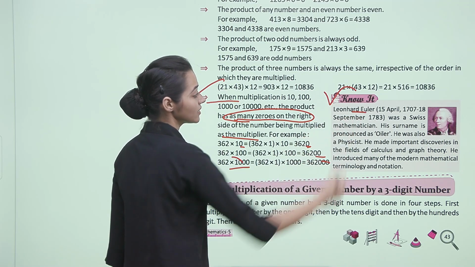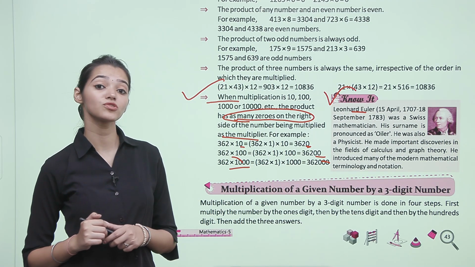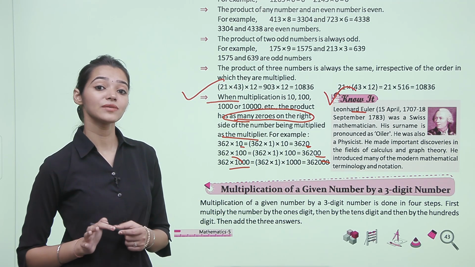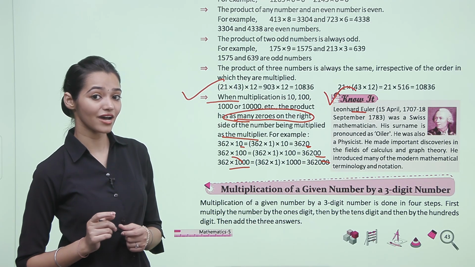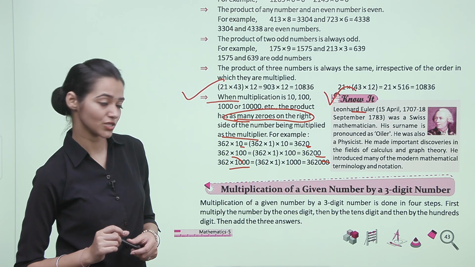Now you know students that Leonhard Euler was a Swiss mathematician. His surname was pronounced as Euler. As he was also a physicist, he made important discoveries in the field of calculus and graph theory. He introduced many of the modern mathematical terminologies and notations.